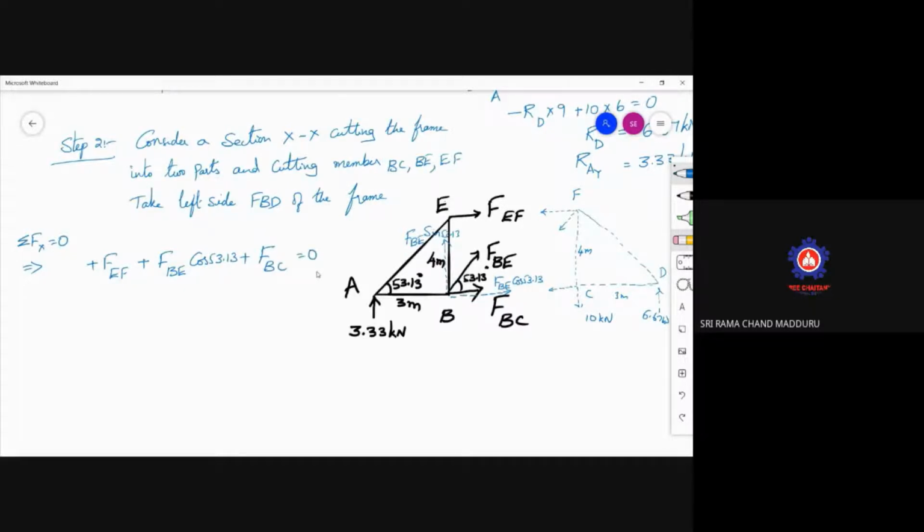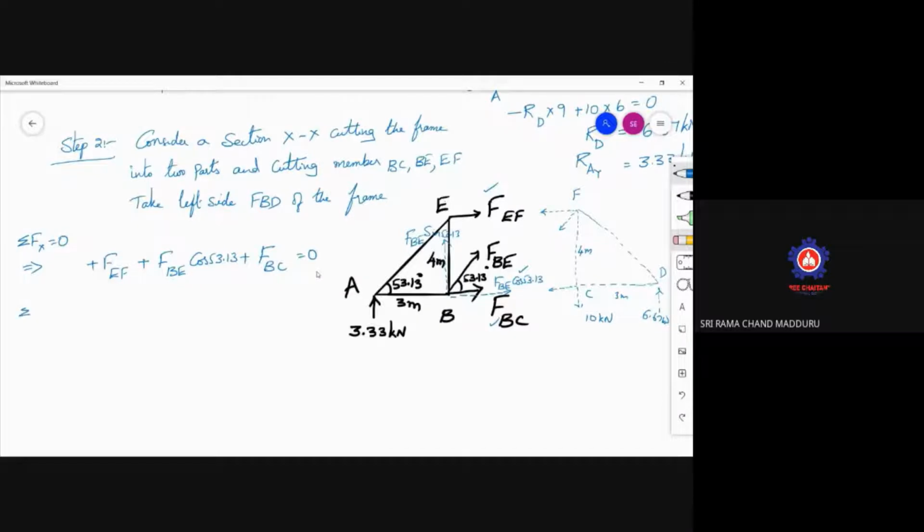Here you may get one doubt. Why do we consider all the forces as tension? Initially, we should assume the nature of the force, whether it is tension or compression. Here, I assume that the force is in tension. If the value is negative, then it indicates that you have to change the direction, that is compression. Okay. So here, the summation of the forces along the x-axis: FEF, FBE cos, FBC.